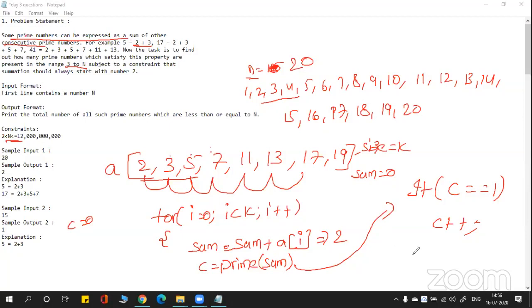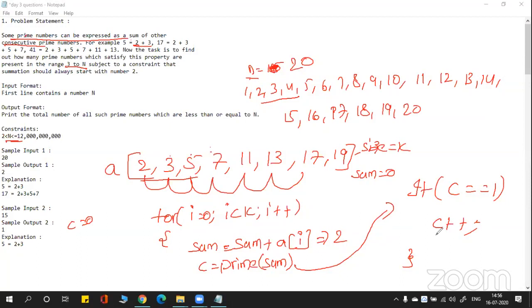Okay, and then close. At the end, print c plus plus, or whatever the c value may be. If you observe what I'm doing, I'm taking all the prime numbers and adding each and every number. After adding, I'll get a sum. That sum I'm checking whether it is a prime number or not. If it is a prime number, increment the count. If it is not a prime number, then don't increment the count.